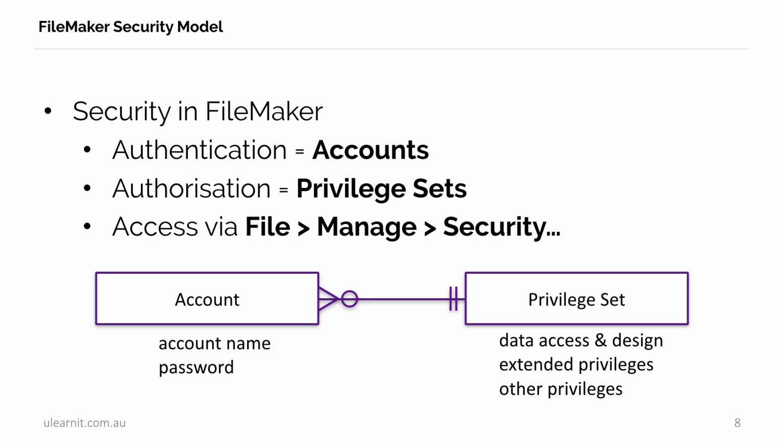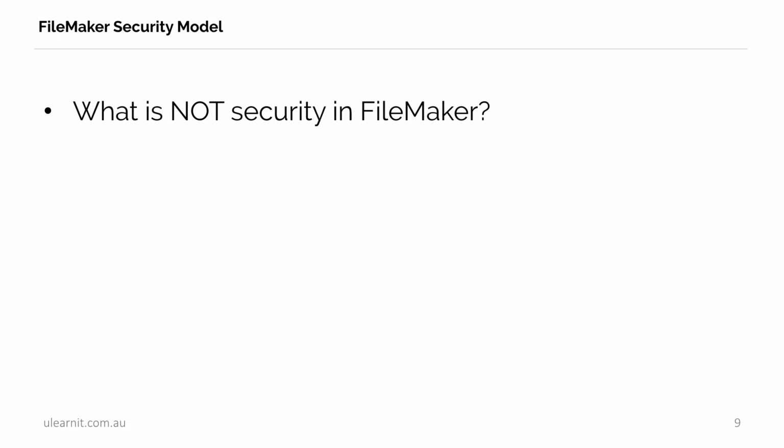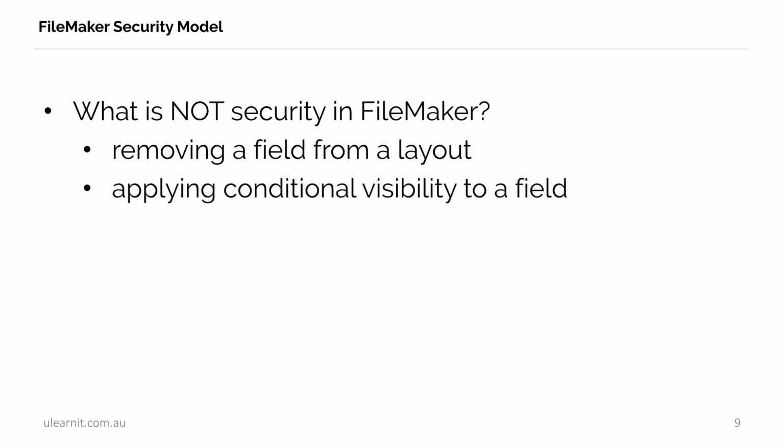Before we go into that, let's just have a quick look at what is not considered security in FileMaker. Removing a field from a layout and making sure that that field is not directly accessible by the user is not considered to be security. It's really security by obscurity. It does not prevent the user from getting access to that field. Applying conditional visibility to a field, so making it disappear under certain conditions, is not security. Again, the user can still get access to that field.